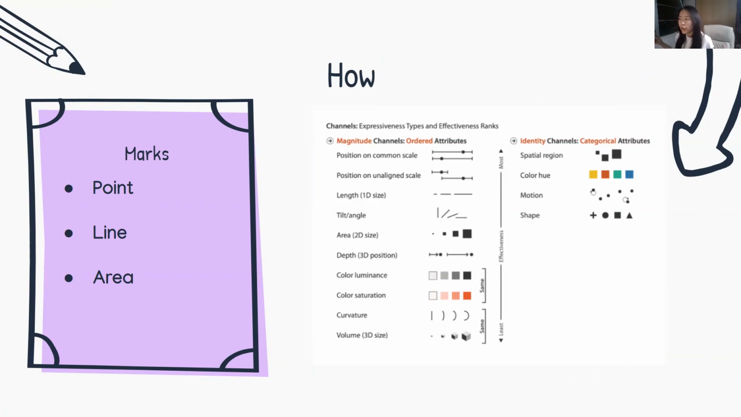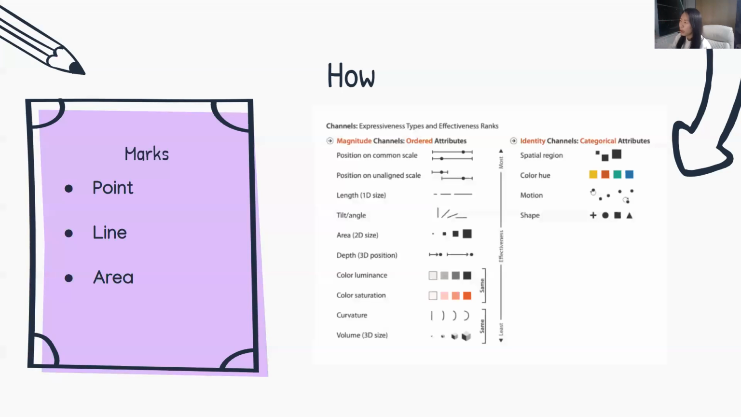So in terms of the idiom, we have marks and channels. Marks are the main vehicles we use to present our visualizations, which is going to be like points, lines, or areas. And channels are like little Lego pieces you use to represent your visualization. So if you have ordered attributes, you can look at the position, length, angle, area, steps, volumes to represent your data. Or if you're categorical, you can use spatial region, colors, shapes, all kinds of those things to represent different categories.